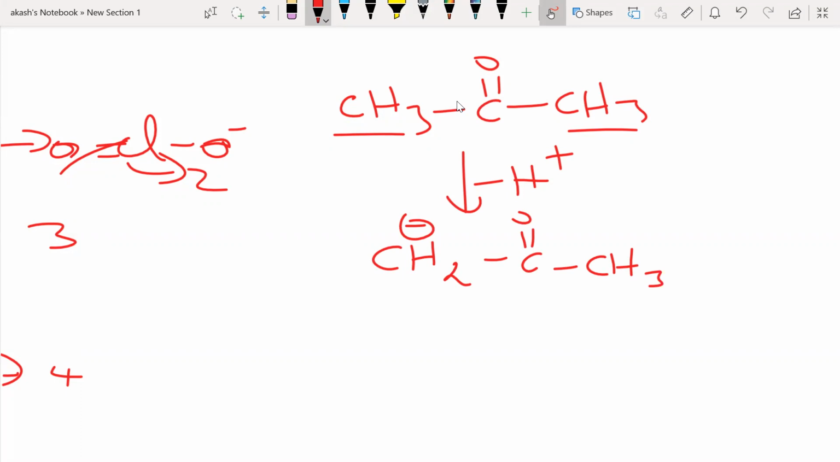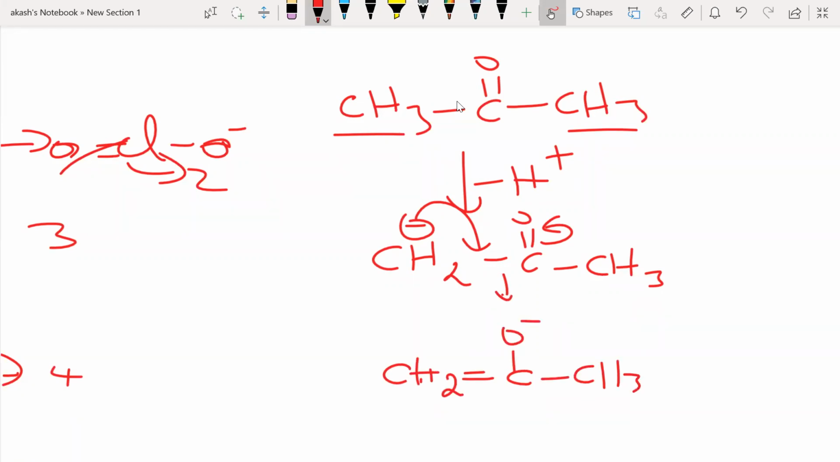Yes, right, absolutely. So now this negative charge can come here and this bond can break. So how will you write the resonance structure now? The resonance structure would be like this: CH2 double bond C, O minus, single bond CH3.